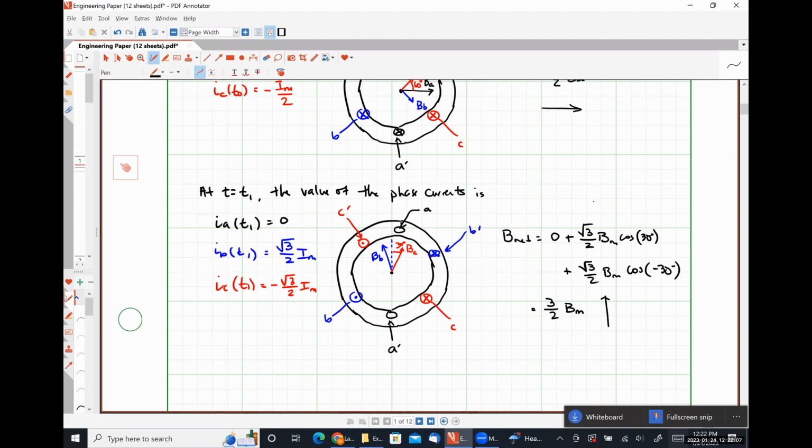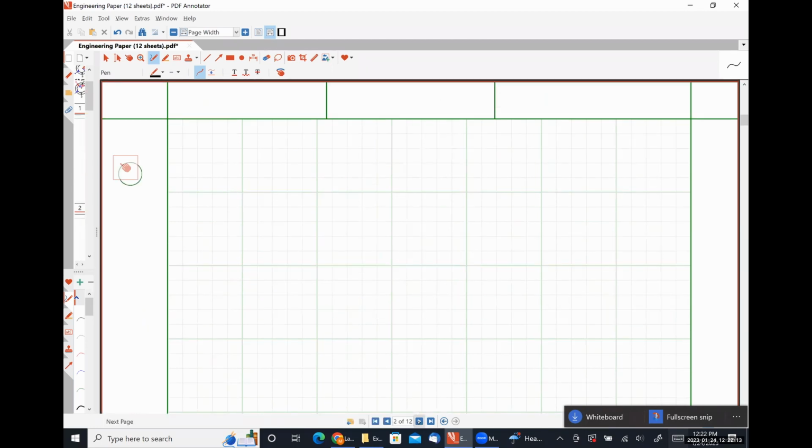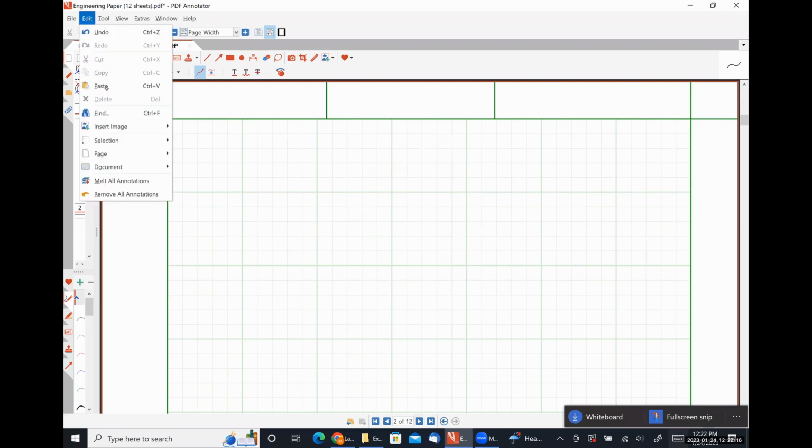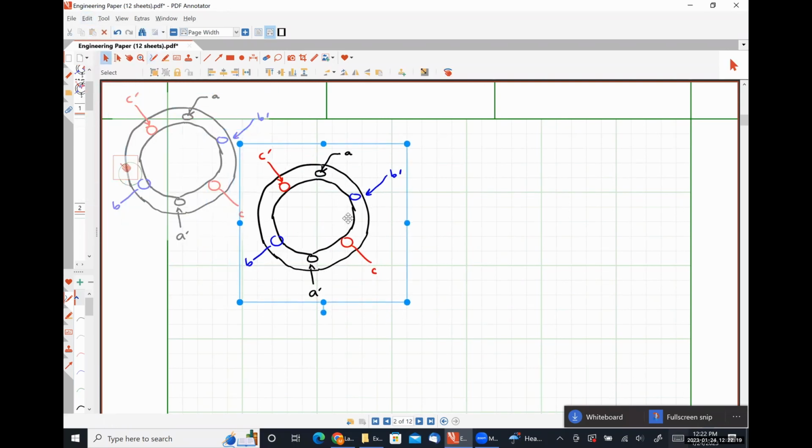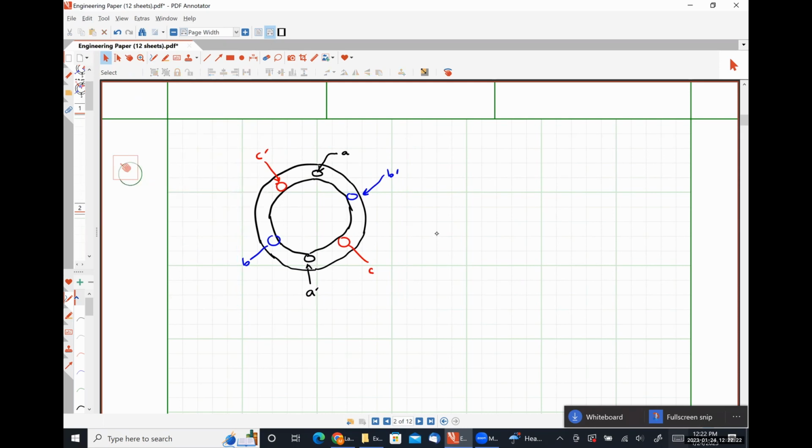So if we connect our three-phase winding to the currents IA, IB, and IC that we have indicated previously, what we're going to wind up having as a B field is 3/2 BM, but it's rotating at some speed omega in the counterclockwise direction.